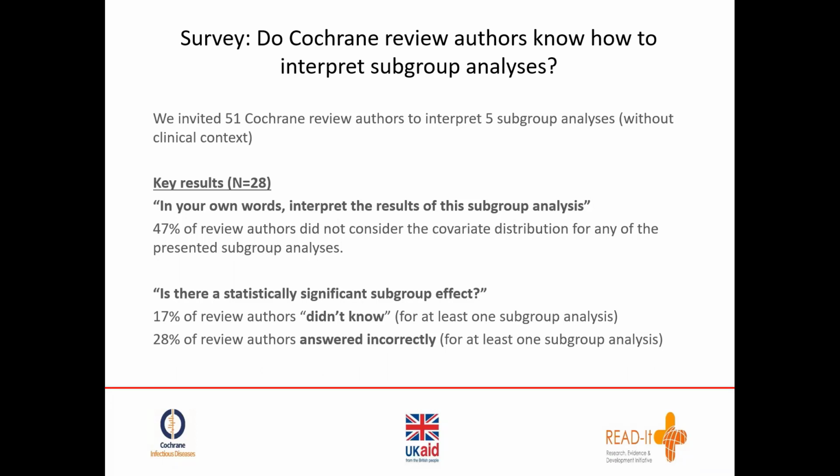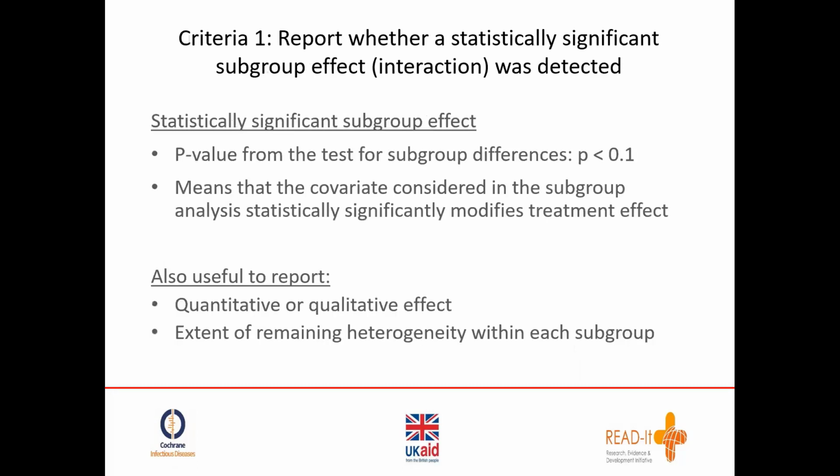So when we asked authors to interpret these subgroup analyses, 47% of review authors didn't consider the covariate distribution for any of the presented subgroup analyses. And when asked if there was a statistically significant subgroup effect, 17% of review authors answered that they didn't know for at least one subgroup analysis, and 28% of review authors answered incorrectly. So based on that work, we thought it was quite important to develop a tutorial to try and improve Cochrane review authors' knowledge of subgroup interpretation.